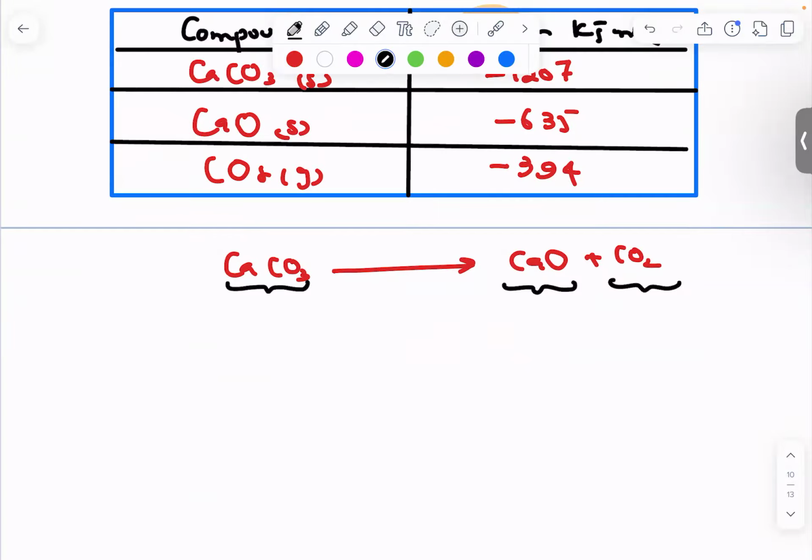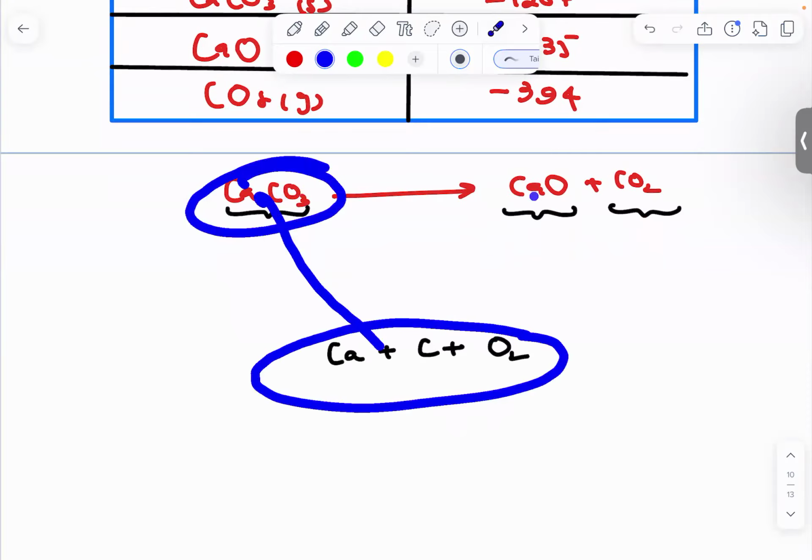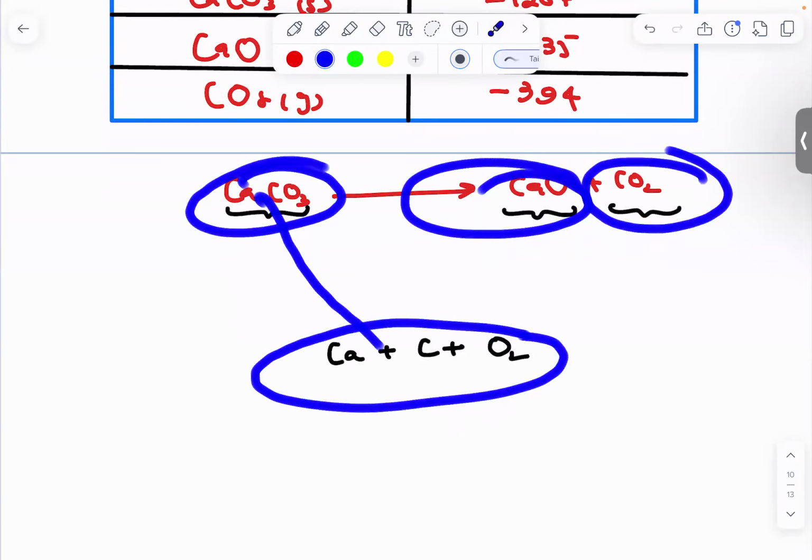Which elements could be used to form all these three? Can you name those elements? If I want to form calcium carbonate, which elements should I use? Calcium. Yeah. What else? Carbon. And what else? 1.5 O2. All right. There is no need to balance it because I need to make three things out of it. I need to make this calcium carbonate, carbon dioxide, and calcium oxide.